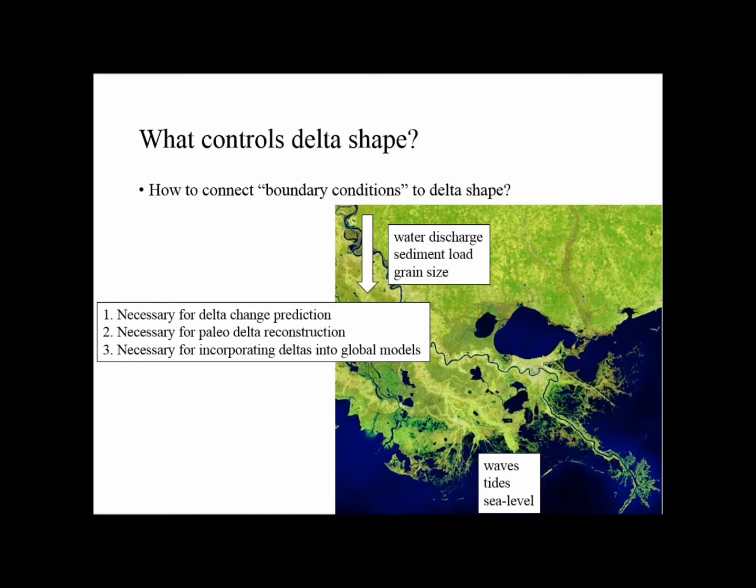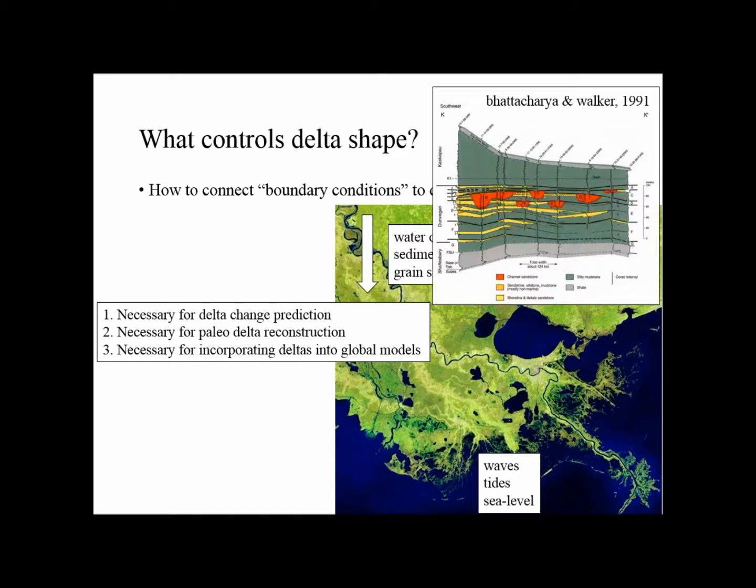And this is really important, for one, because we want to predict changes to these deltas, but also because this is really important for paleo-delta reconstruction. So for example, if you find an outcrop with a collection of channel bodies, how does this compare to the broad delta morphology that existed at that time? And if you know something about that broad delta morphology, can you then say something about things like waves or tides or sea level? To make that connection quantitatively, you need to know how these external controls affect delta shape.